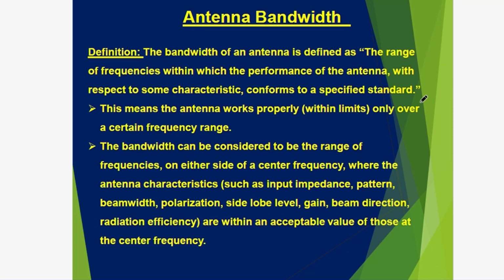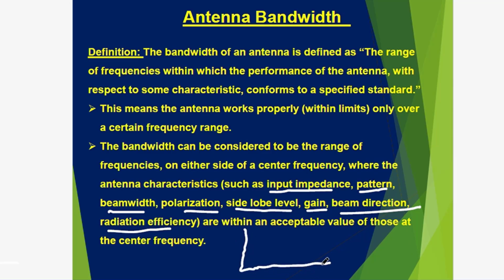The antenna has many characteristics: input impedance, radiation pattern, beam width, polarization, side lobe level, gain, beam direction, radiation efficiency. With respect to all these characteristics, the bandwidth is defined. The antenna works properly within the limits only over a certain frequency range. The bandwidth can be considered to be the range of frequencies on either side of a center frequency. You know the concept. See this, suppose this is frequency, and this is the gain.